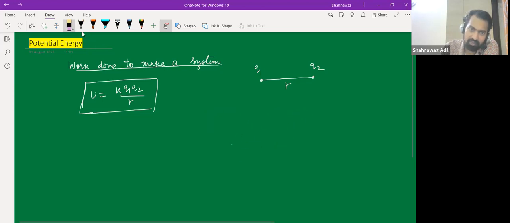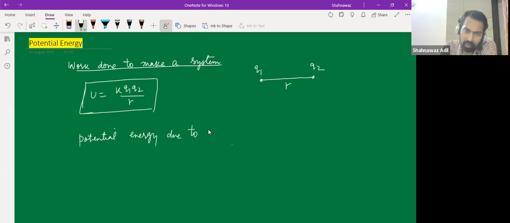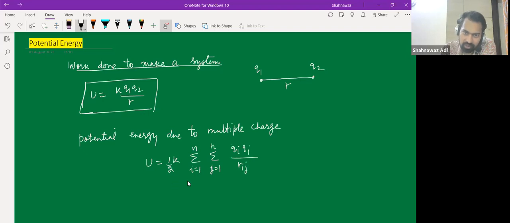So if we have potential energy due to multiple charges, let's say n charges, this is defined as k times 1 by 2 summation i equal to 1 to n, j equal to 1 to n, q_i q_j divided by R_ij, where i is not equal to j. So this is the potential energy due to n charges.